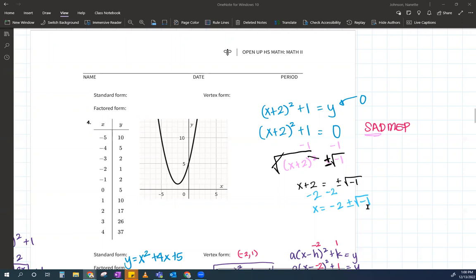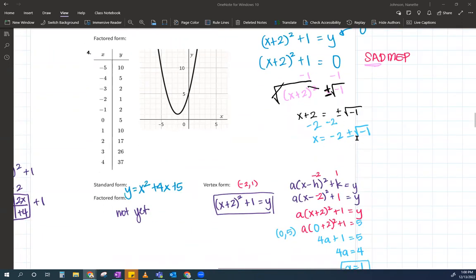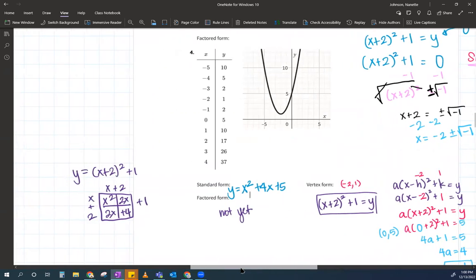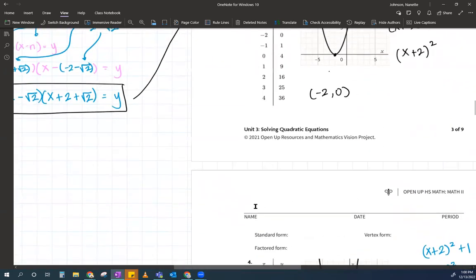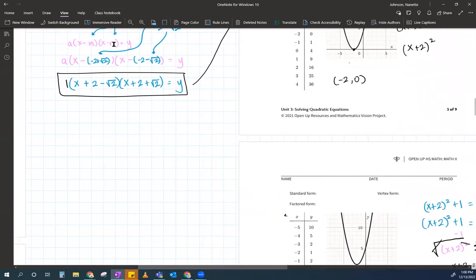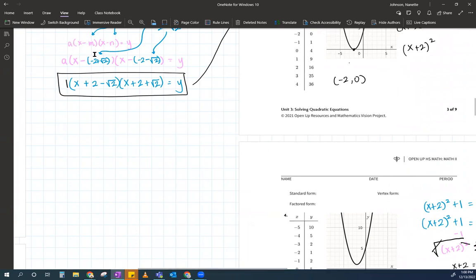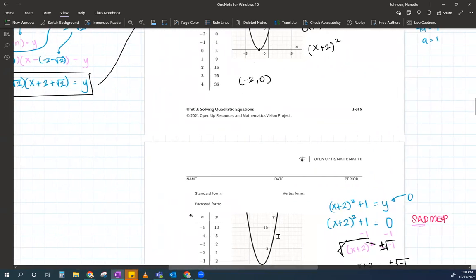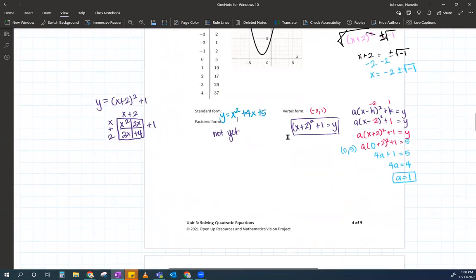Okay. So now technically I can write the factored form. Let me show you how to write the factored form one more time. When we write the factored form, we use this formula here. I'm just going to show you a different way, because maybe it'll make more sense to you.